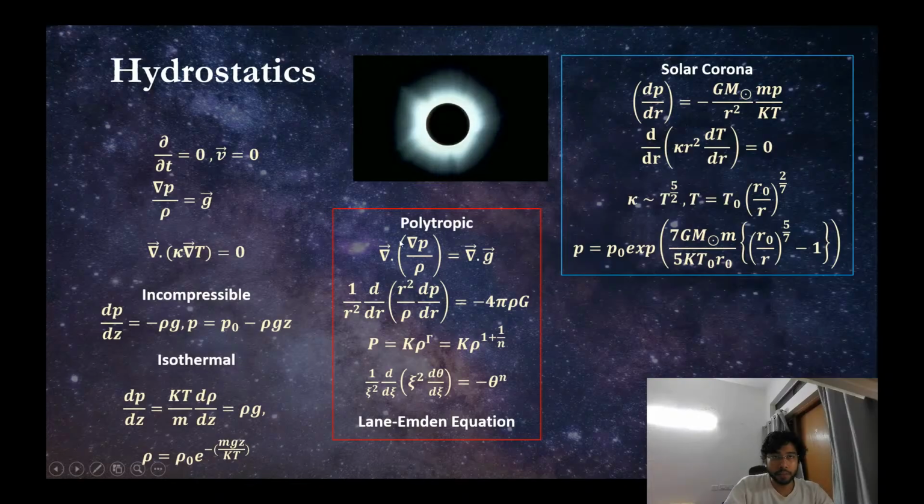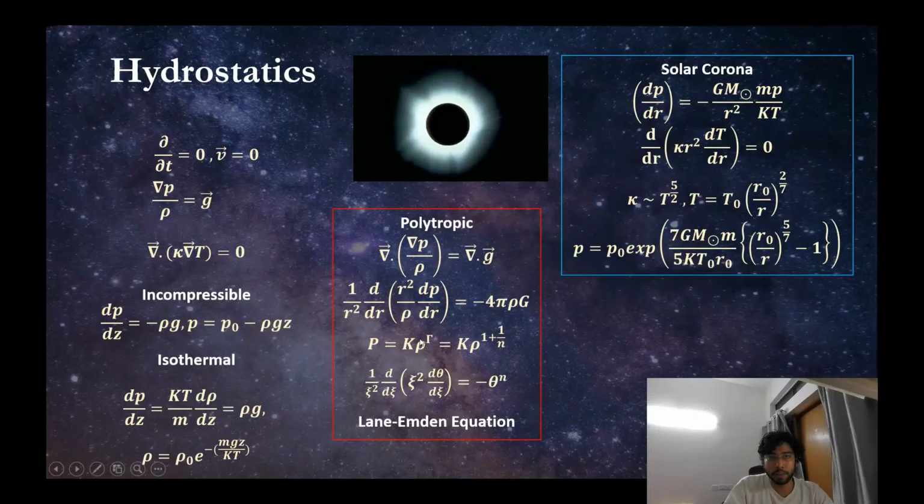So instead of solving this equation directly, we just take a gradient on both sides, and then we use spherical coordinates to expand this term, and this will become the Laplacian. And for del dot g, from Newton's laws we know that this is equal to 4 pi rho g. So this equation reduces down to this equation.